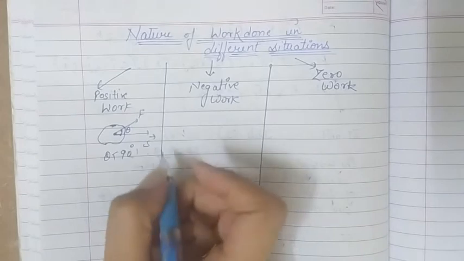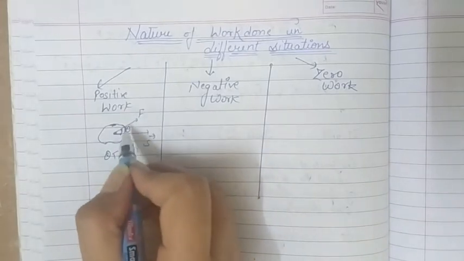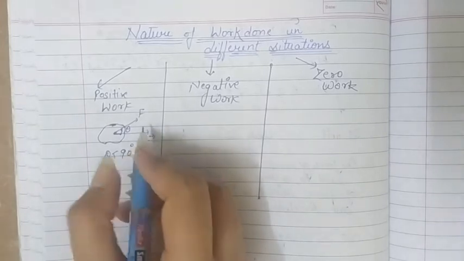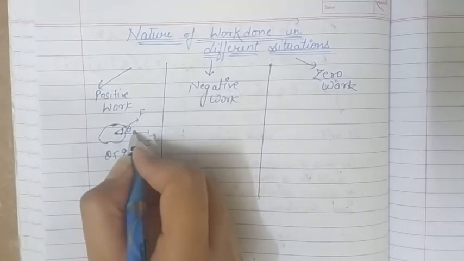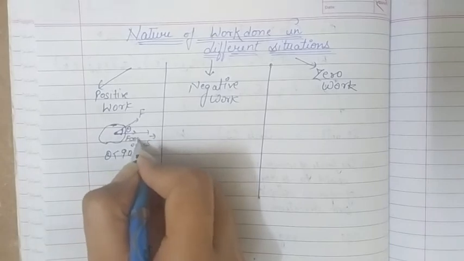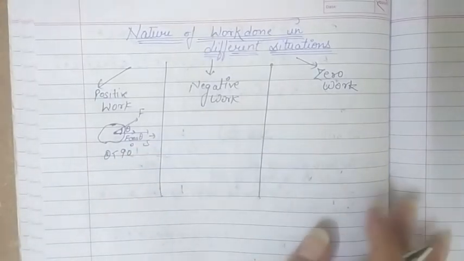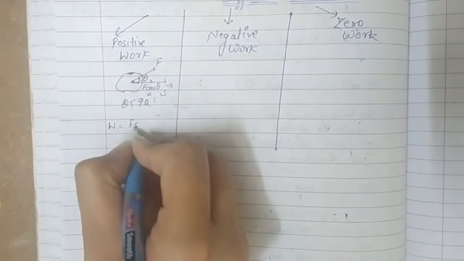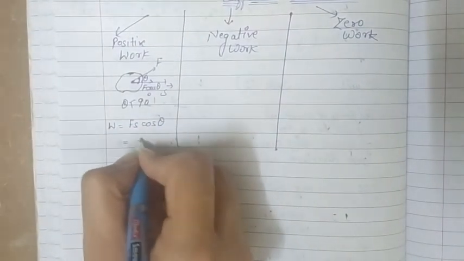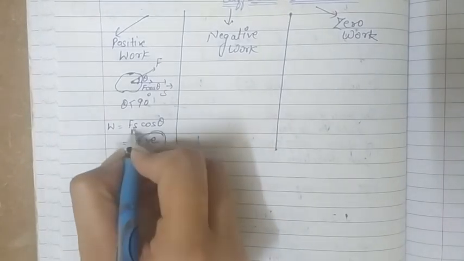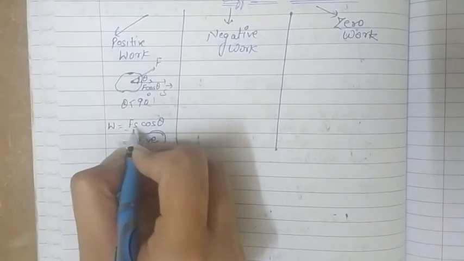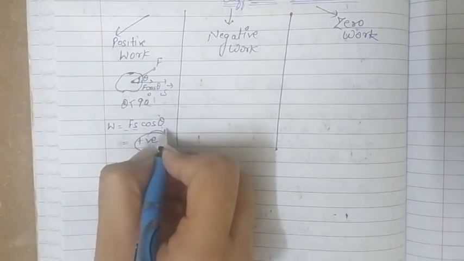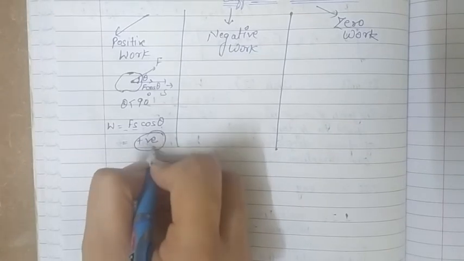If the situation is force is inclined at an angle theta with the direction of displacement and that angle theta is less than 90 degree, in that case there is a component of force, F cos theta, in the direction of displacement only. So in such situation, W is equal to Fs cos theta gets a positive value, right? If we see the values from the formula, then F will be positive, S will be positive, and cos theta, if theta is less than 90 degree, the value of cos theta will also be positive. So the answer we get is positive.